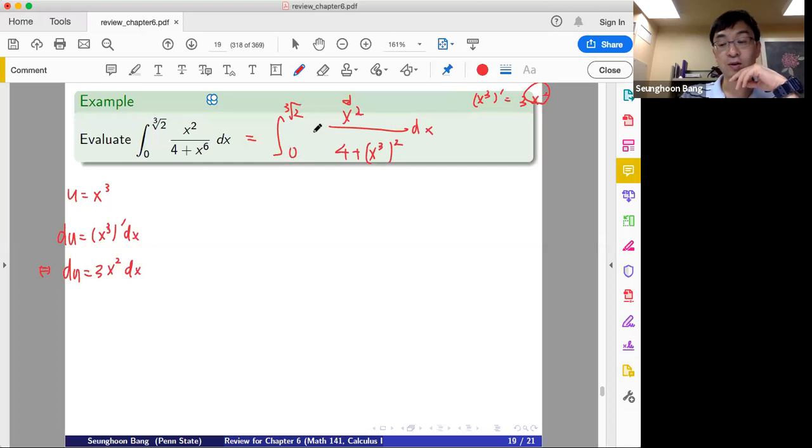The integrand doesn't have a 3, so you can divide by 3. So 1/3 du equals x squared dx. Next, you can write this as a function g of x, like this.